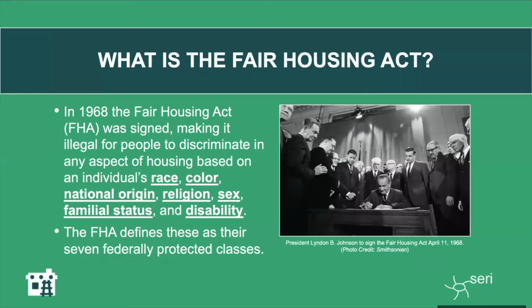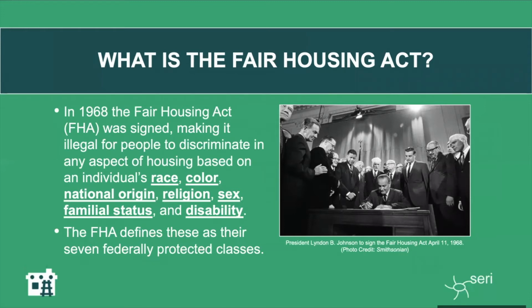So what is the Fair Housing Act? In 1968, the Fair Housing Act, FHA, was signed, making it illegal for people to discriminate in any aspect of housing based on an individual's race, color, national origin, religion, sex, familial status, and disability.